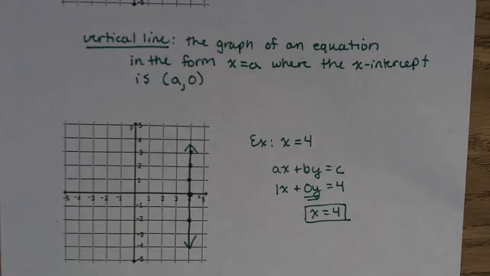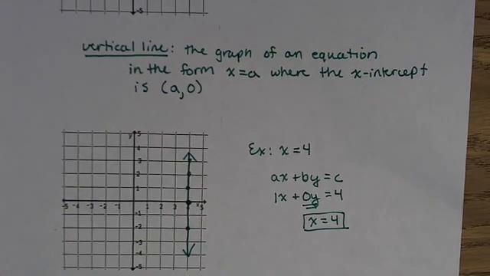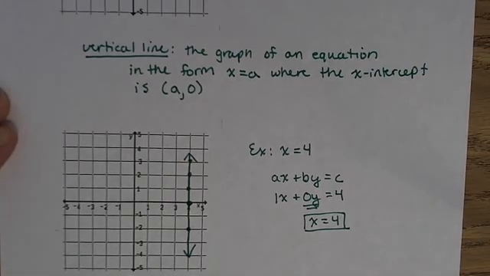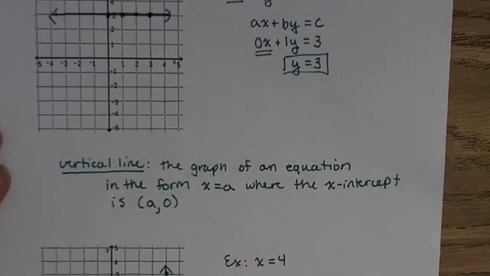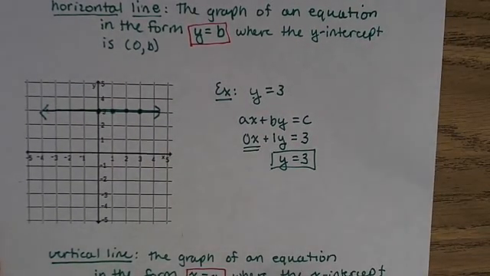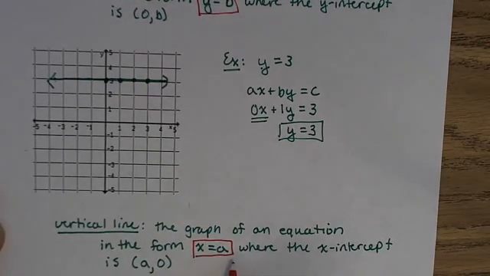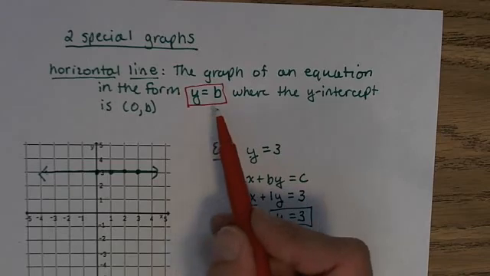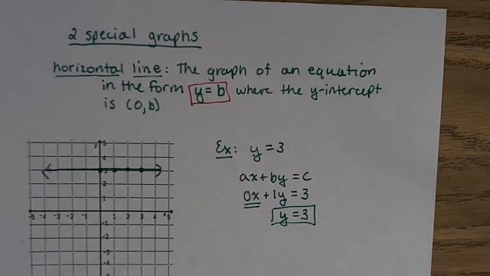So these are two special cases that you will want to remember and know how to graph. And keep in mind that they do have different forms. The vertical line is always x equals something. The horizontal line is always y equals a value.